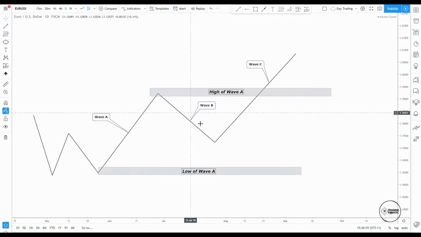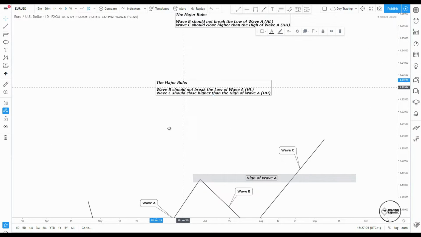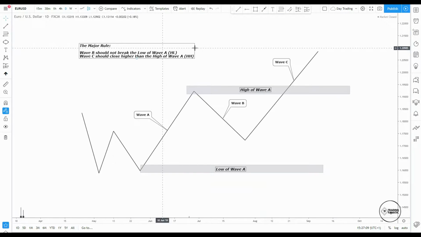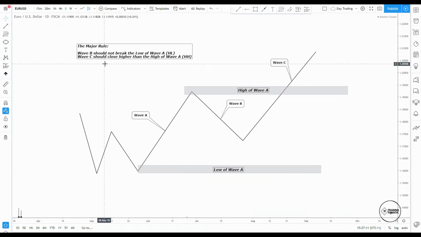So wave A, wave B is the pullback wave, and wave C is the third wave that creates your trend line. Right now, I'm gonna plot a quick rule in here. Here it is. This is the major rule for trend lines. As you can see, wave B should not break the low of wave A. It should create a higher low. Where is the low of our wave A? It's here. That's where the impulsive leg started.